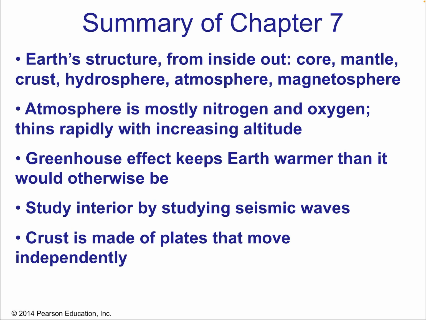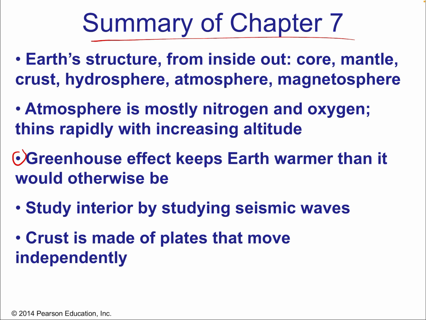So let's summarize chapter 7. Earth's structure from inside to out includes the core, mantle, crust, hydrosphere, atmosphere, and finally the magnetosphere. The atmosphere is mostly nitrogen and oxygen, which thins rapidly with increasing altitude, although it does get warmer because of absorption of electromagnetic radiation. The greenhouse effect keeps Earth warm, right? Otherwise, it'd be too cold for there to be liquid water on the surface.